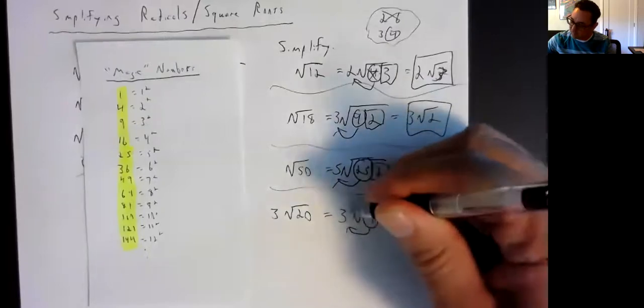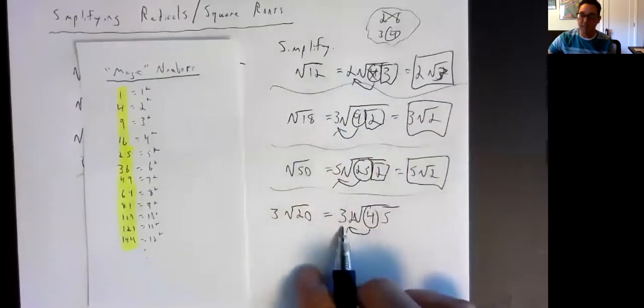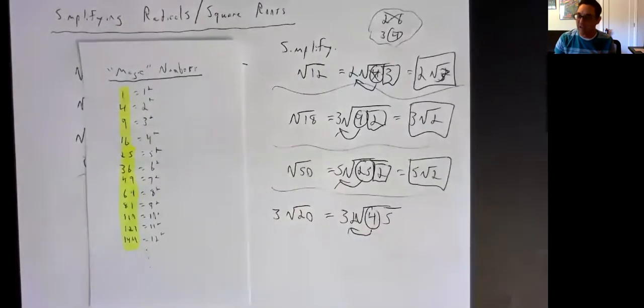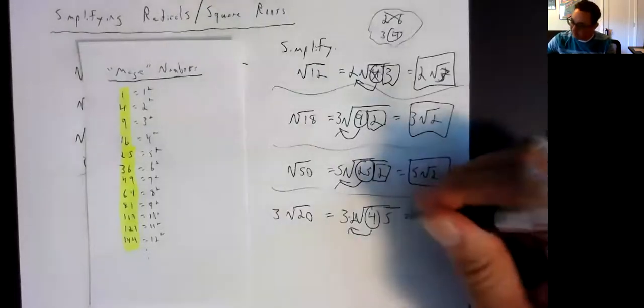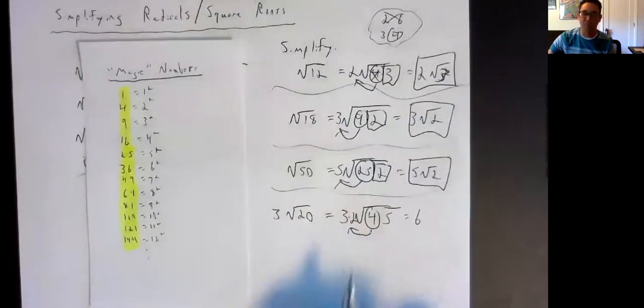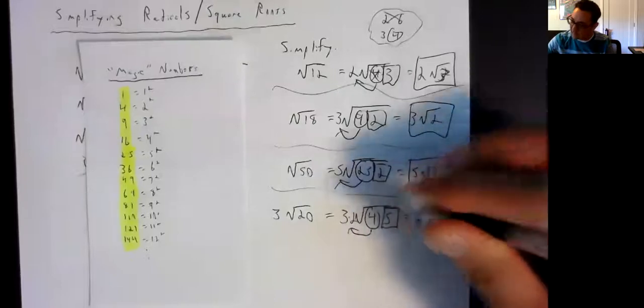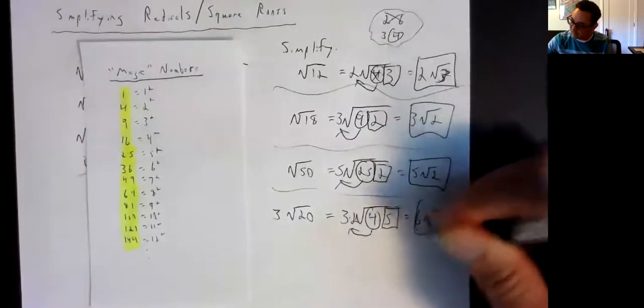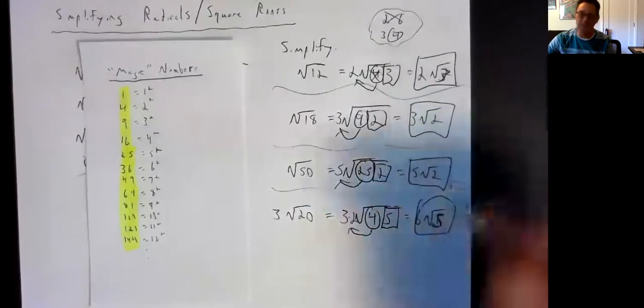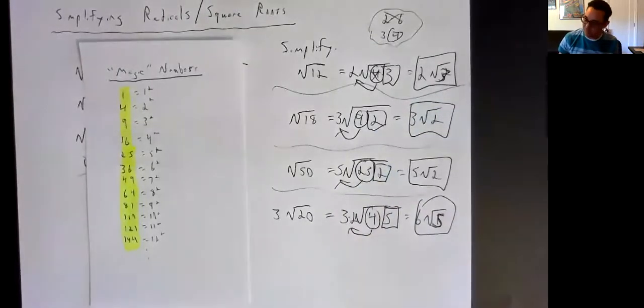And it becomes a 2, but there's already a 3 out there. So somehow this 2 and 3 have to interact. And how do they interact? They end up multiplying. All right, so I got a 6 on the outside because it's 3 times 2. The 5 is not magic, so it stays inside. So it's 6 root 5. And there's that answer, okay?